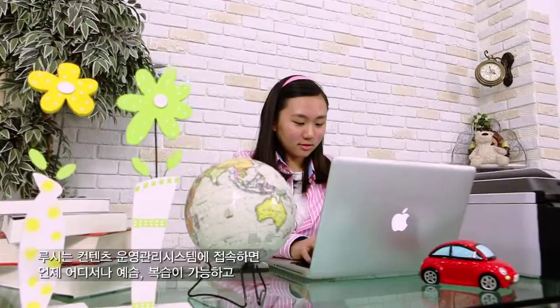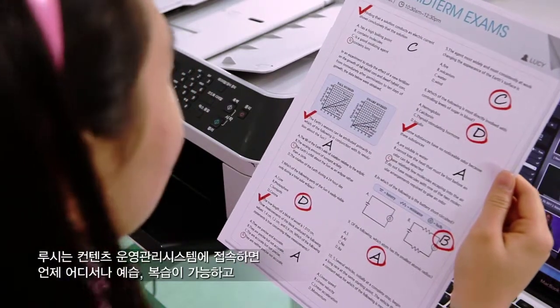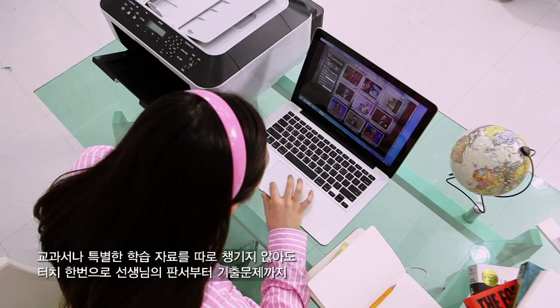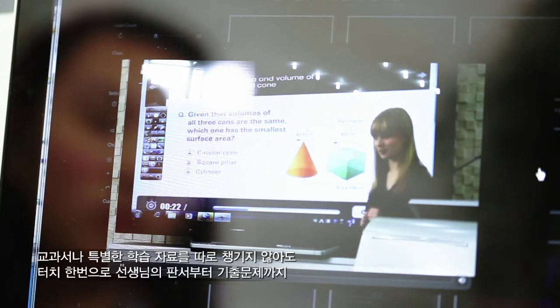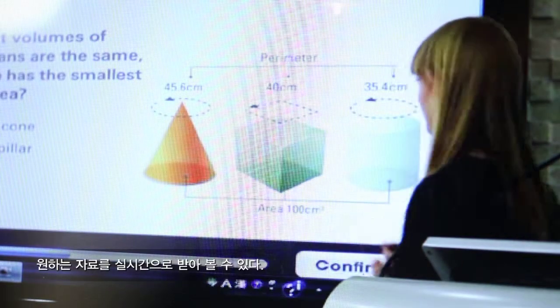Lucy can review her last class or prepare for the next class whenever and wherever by going into the Contents Management System. She doesn't have to bring her textbooks or class materials home because she can download any file she wants, including what was written on the board during the class, and previous exam questions with just one touch.